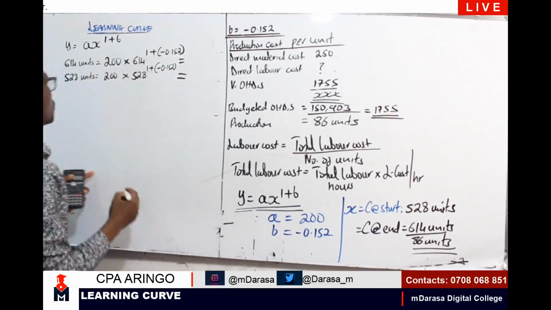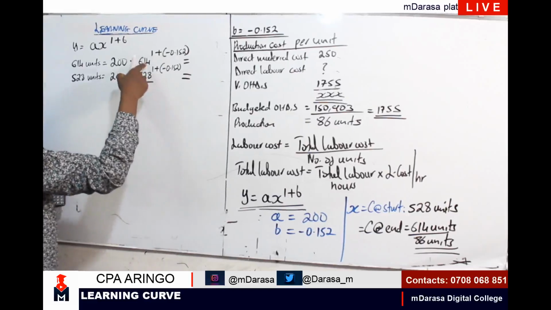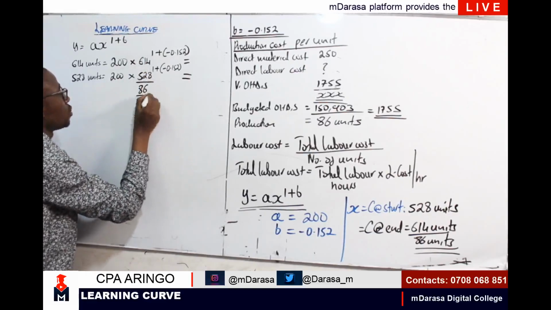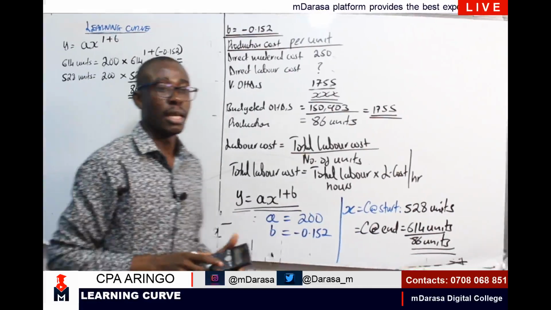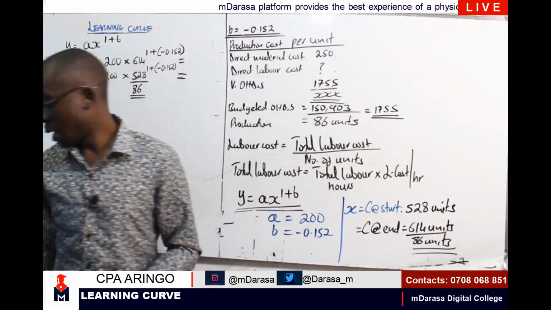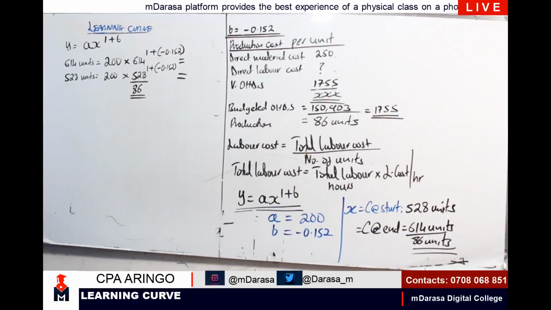So at this point you can agree that any time I am talking of this, we are talking of 614 minus 528, which should give us the 86 units that we are looking at. So therefore, having that case, I know it is easy now for us to work it out.